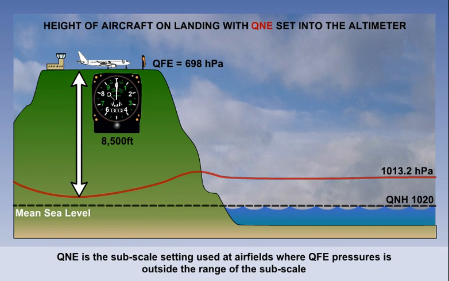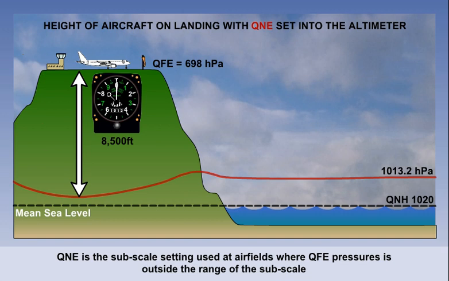There is one final pressure setting. It is seldom used, and it is unique to very high altitude airfields. This pressure setting is known as QNE. It's defined as the height indicated on landing at an aerodrome when the altimeter subscale is set to 1013.2 hectopascals.